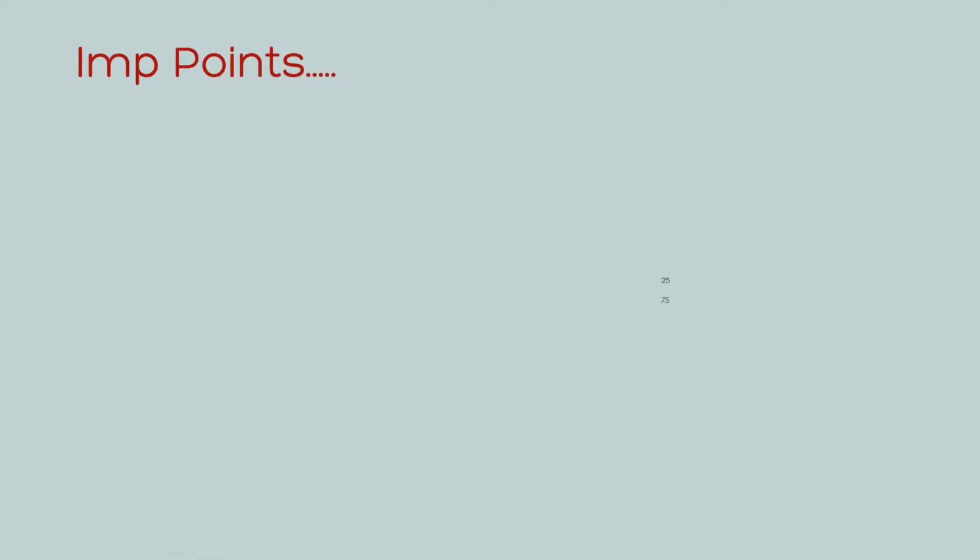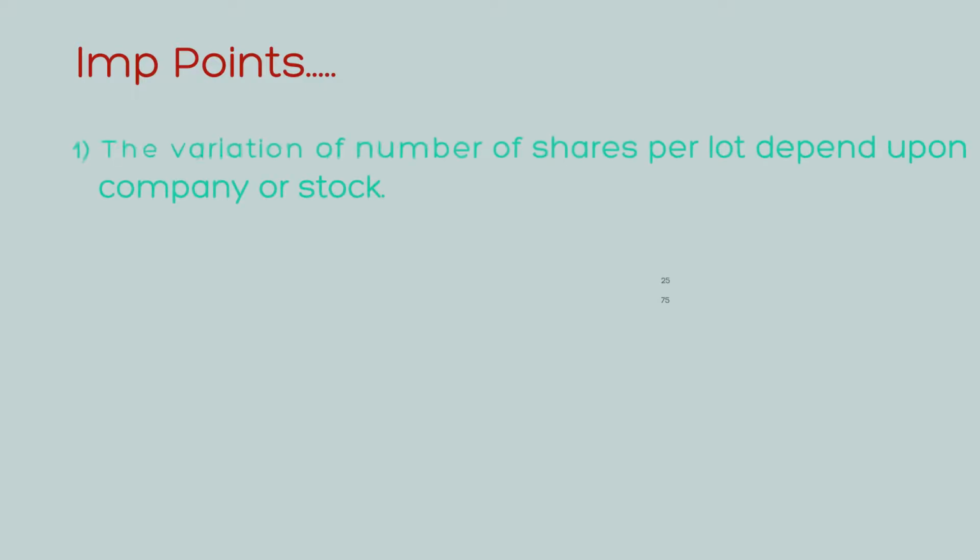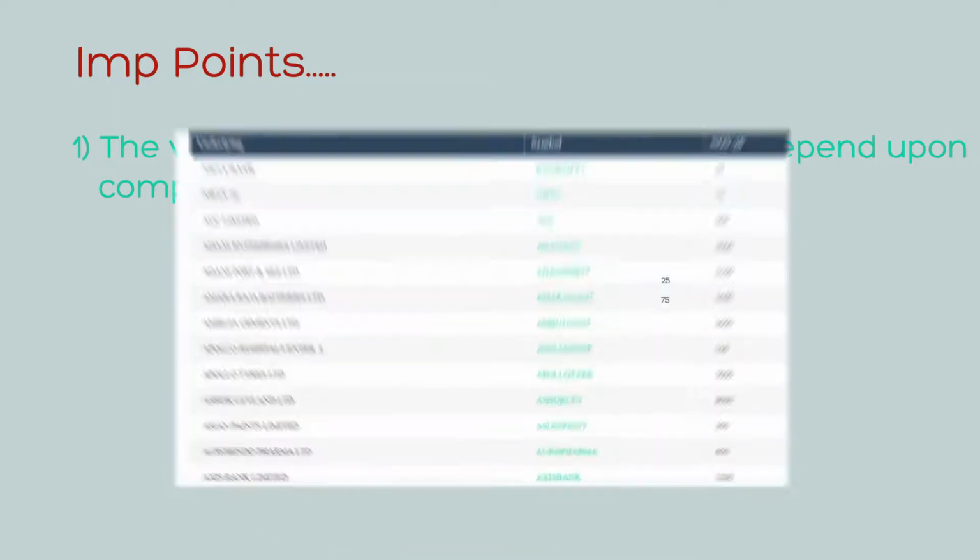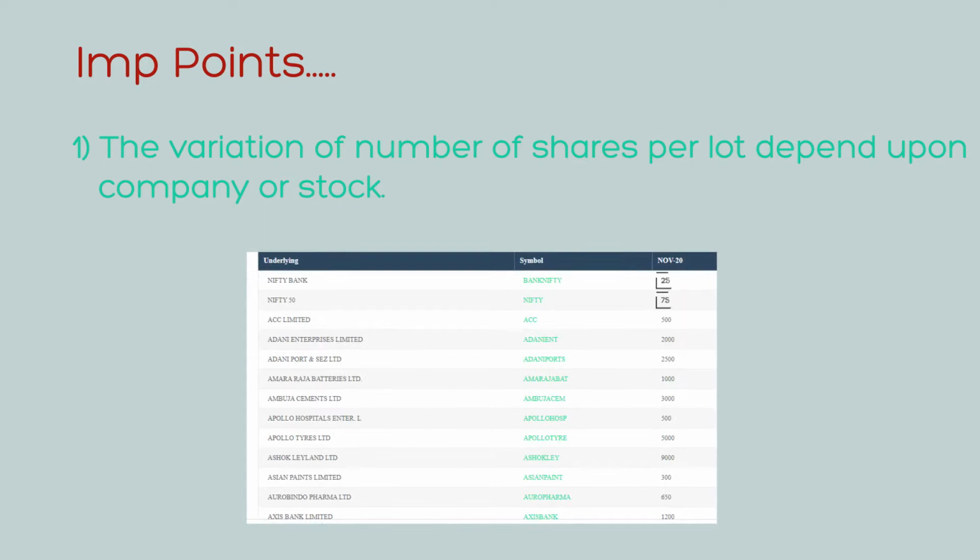The most important point you should know about derivatives is, in derivatives, trading happens with lots. The number of shares per lot varies depending upon the company or stock. But for indexes, in Nifty, one lot equals 75 numbers. And for Bank Nifty, one lot equals 25 numbers.